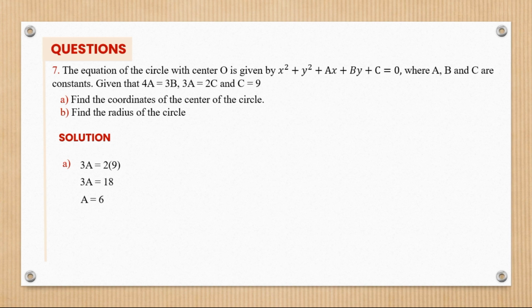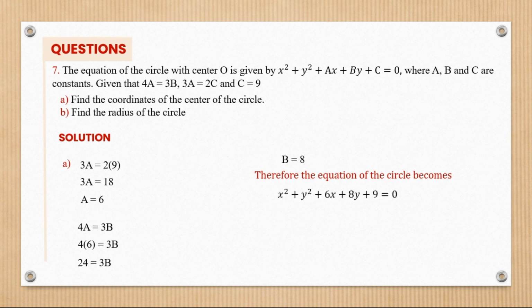We can now find the value of B from this other relation. We can see that 4A is equal to 3B. Plug in the value of A and I'll have 3B being equal to 24, of which B shall be equal to 8. So now I know the values of A, B and C. Therefore the equation of the circle becomes x squared plus y squared plus 6x plus 8y plus 9 is equal to 0.